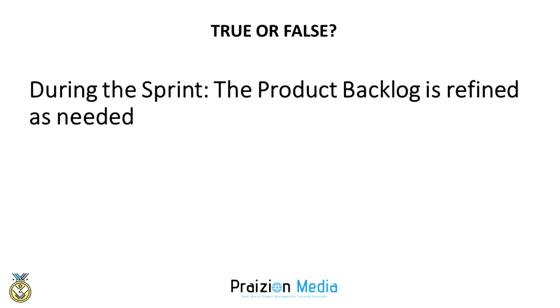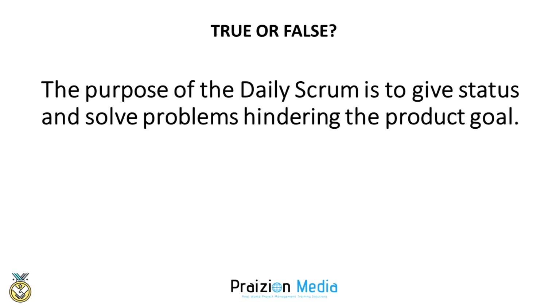During the sprint, the product backlog is refined as needed. True. The purpose of the daily Scrum is to give status and solve problems hindering the product goal. False.